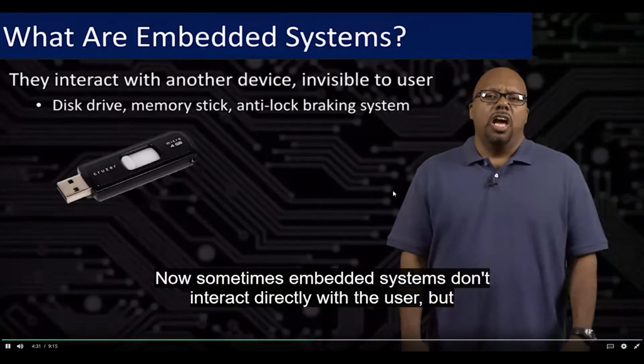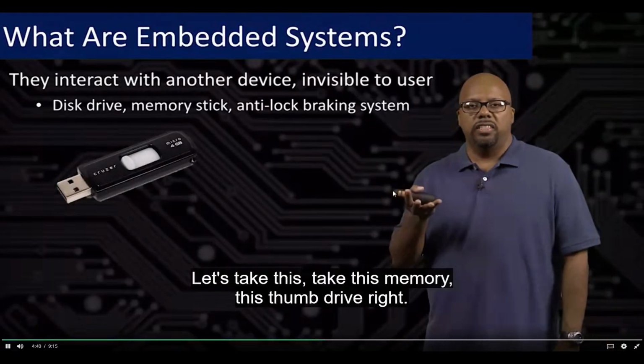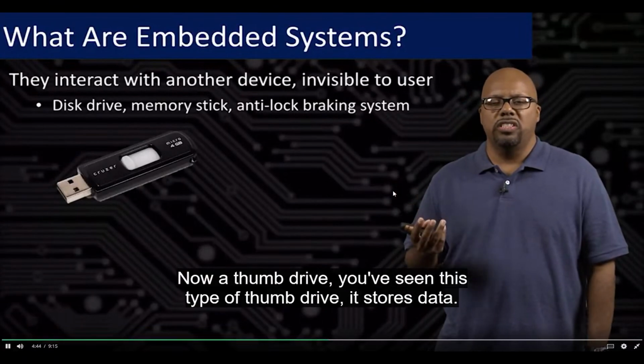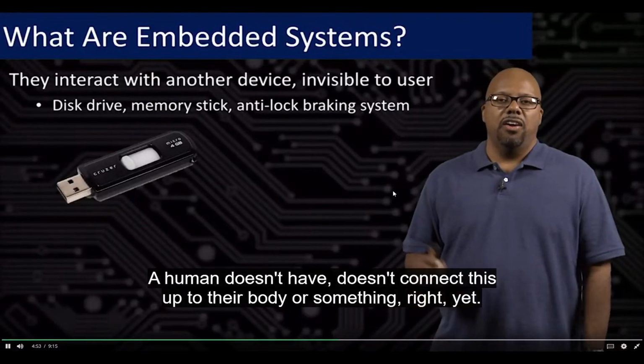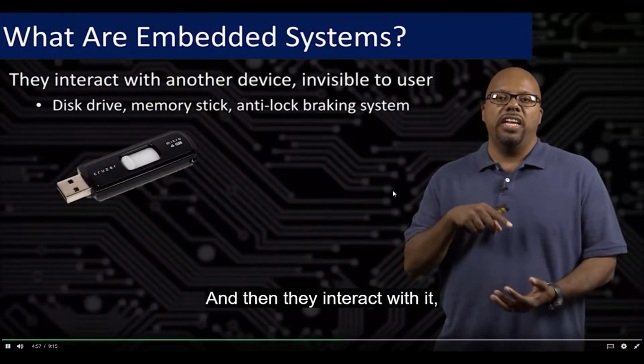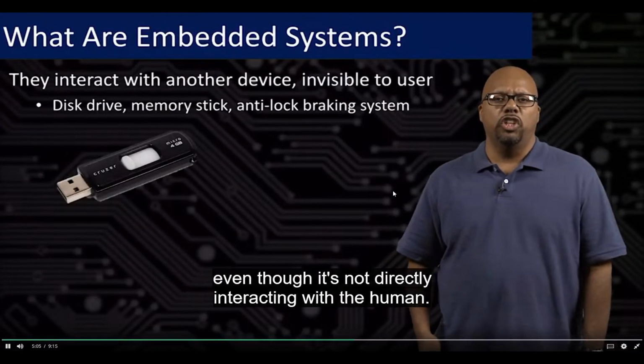Now, sometimes embedded systems don't interact directly with the user, but they interact with the user through another device. So what do I mean by this? Let's take this memory, this thumb drive, right? Now, you've seen this type of thumb drive. It stores data. This type of thing does not interact directly with a user, right? A human doesn't connect this up to their body or something yet. Right now, they connect to their computer, or their phone, or whatever it is, and then they interact with it. They can access the files on it through another device. So you would also call this an embedded system, even though it's not directly interacting with the human.